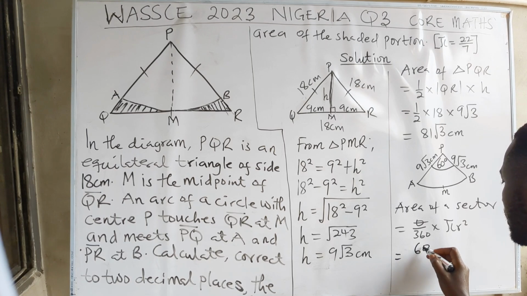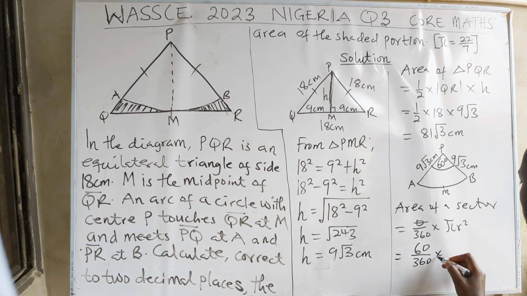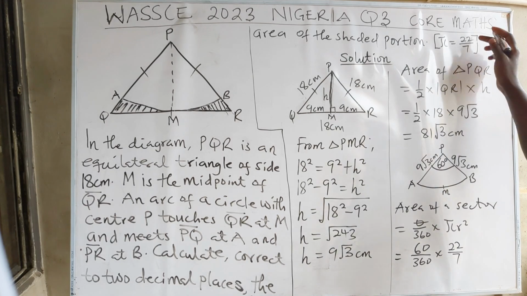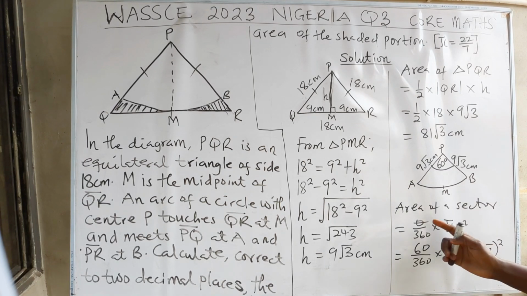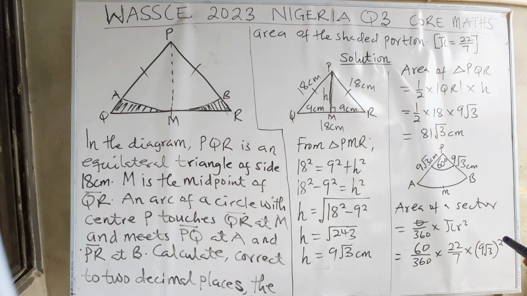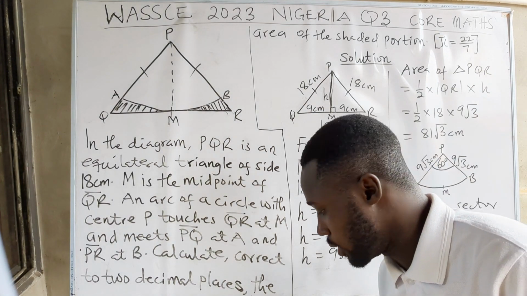So that will be 60 over 360 times 22 over 7. We're giving pi as 22 over 7, times 9√3 all squared. So theta over 360 times pi r squared. Okay. So now let's check that on our calculator. 60 divided by 360 times 22 on 7 times 9√3, that is our radius, all squared. That will give us 127.